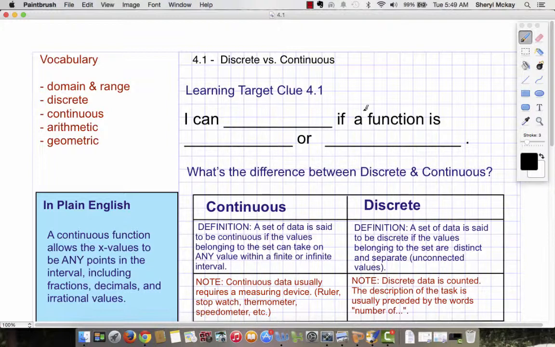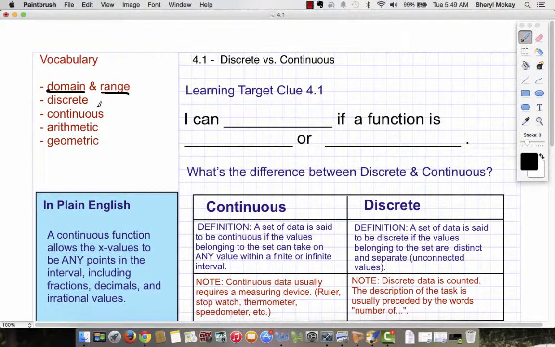And we're going to start by just looking at a little bit of vocabulary. So let's look over here where it says vocabulary. There are a couple things that you're going to need to know. Domain and range. That has to do with a function. The domain are all of your x values, and the range is all of your y values. So the domain is what you put in, it's your input. The range is your output, what comes out.